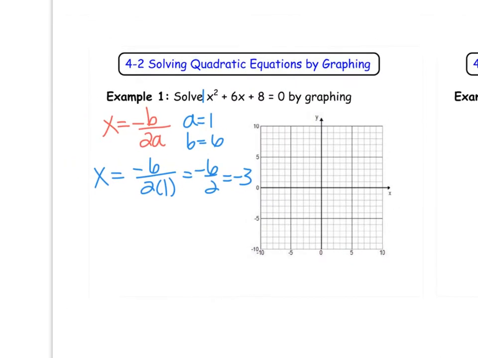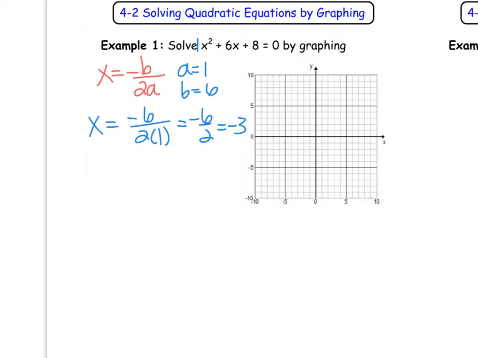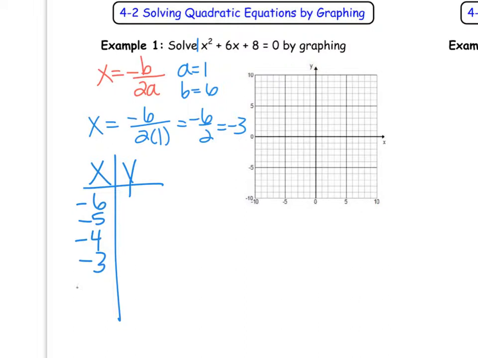So let's go ahead and make a table that includes the vertex. So remember, the vertex is at our center. So I'll put that in the middle of our table and do 3 above, 3 below. So we'll do negative 4, negative 5, and negative 6, and then 3 above, so negative 2, negative 1, and 0. So now we just need to plug in these values for x to find the output. So really, we're just solving this right now. We're graphing it with this being f of x. So we're just treating this like it was an equation.